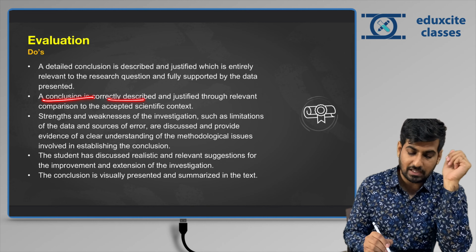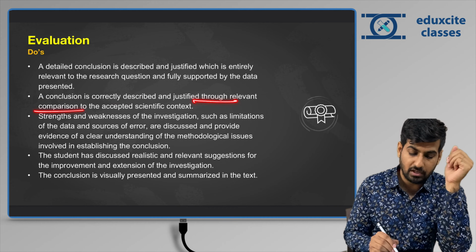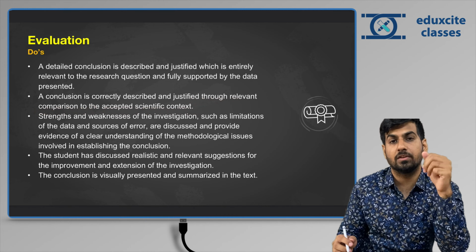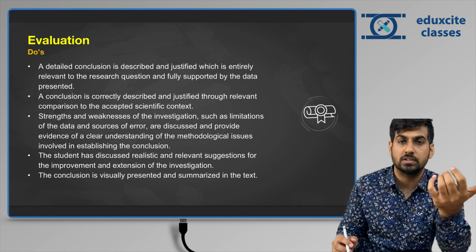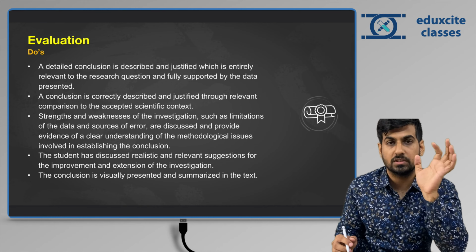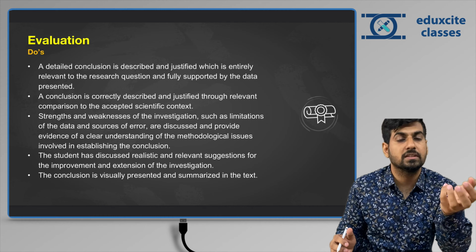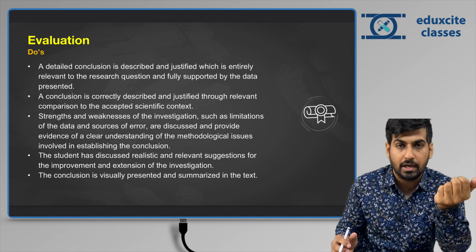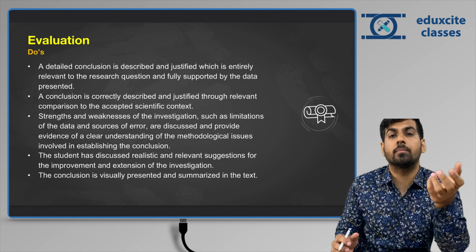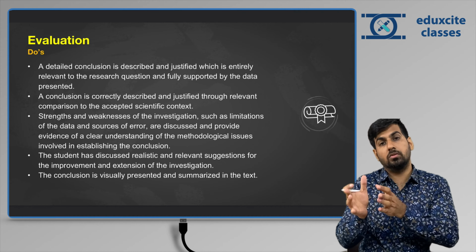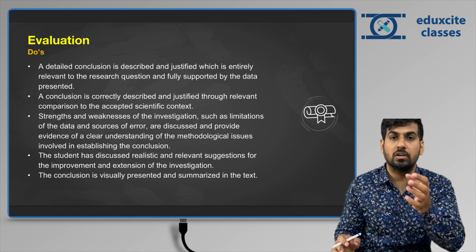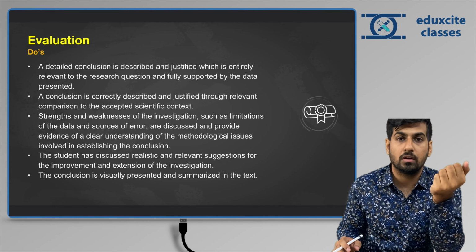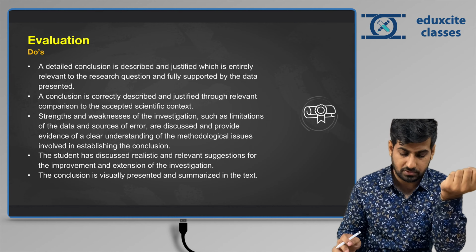A conclusion is correctly described and justified through relevant comparison to the accepted scientific context. Here you can use different research which is relevant to your research question, and you can match up the data, what they are getting and what you are getting. Or if you have a mathematical equation, you can support your answer with the mathematical calculations with respect to your research question.